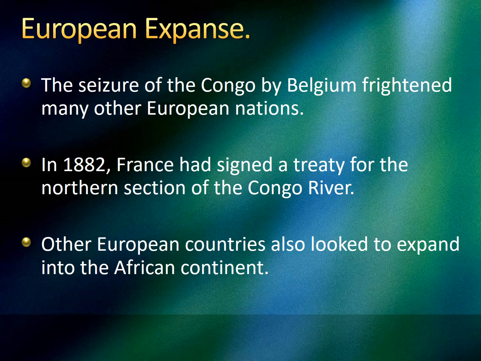So the Europeans expand. The seizure of the Congo by Belgium frightened many other European nations. They're obviously afraid that maybe Belgium will become too powerful militarily and economically by doing this. So in 1882, France had signed a treaty for the northern section of the Congo River, and other European countries are going to look to expand into the African continent as well, for different reasons.